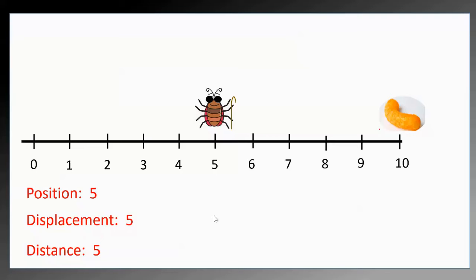Distance just describes how far he's gone overall. So he's moved from zero up until five. So that's five tick marks that he's moved. So he has a distance of five. So they're all five, but for different reasons. Okay, and that pattern will continue.